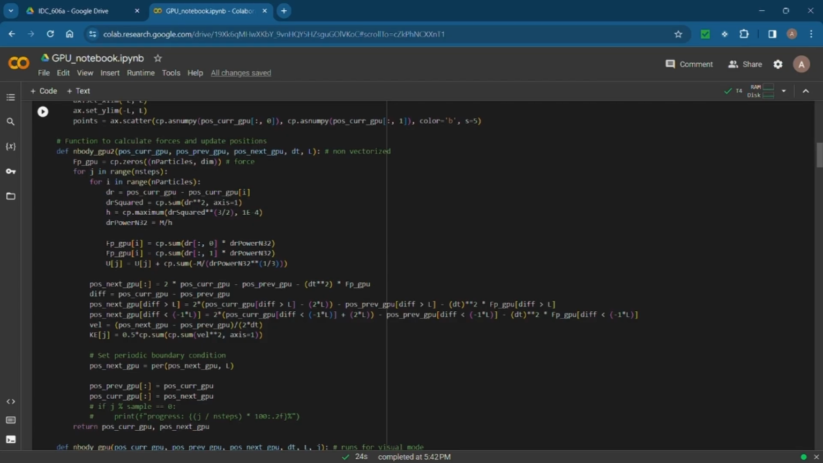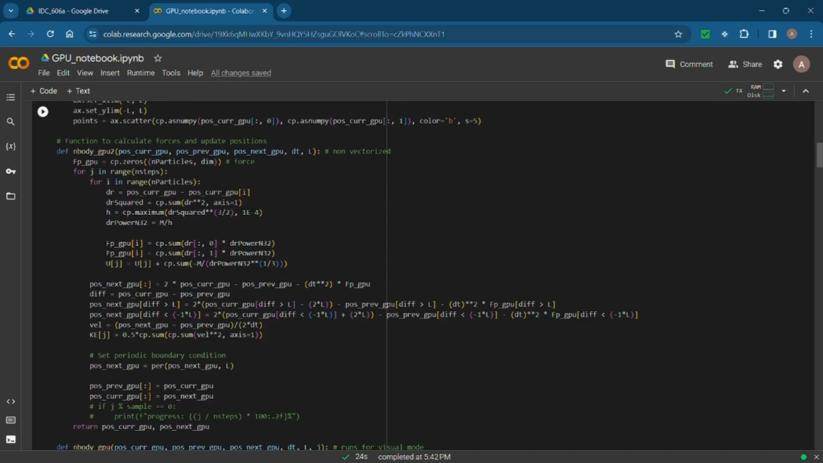As you can see, first we are calculating the distance dr between the current particle and all other particles. This position current array stores the positions of all the particles, and we are subtracting the position of the current particle in this array. So we are automatically getting the dr of the current particle with respect to all other particles. And we are squaring this along axis equal to 1. So this is basically doing x square plus y square for each set of distances dr.